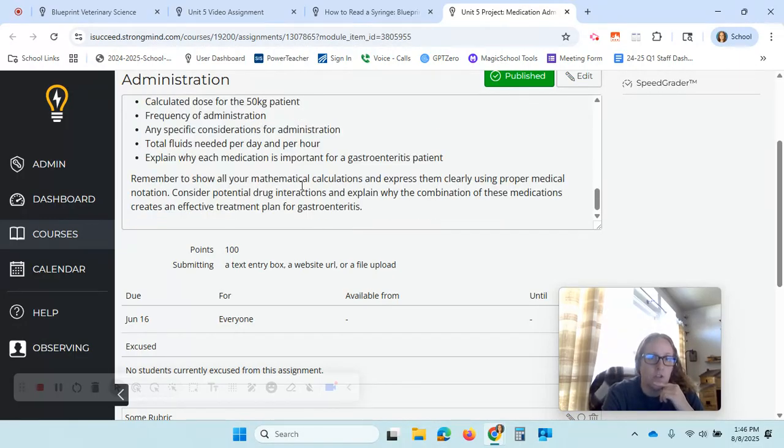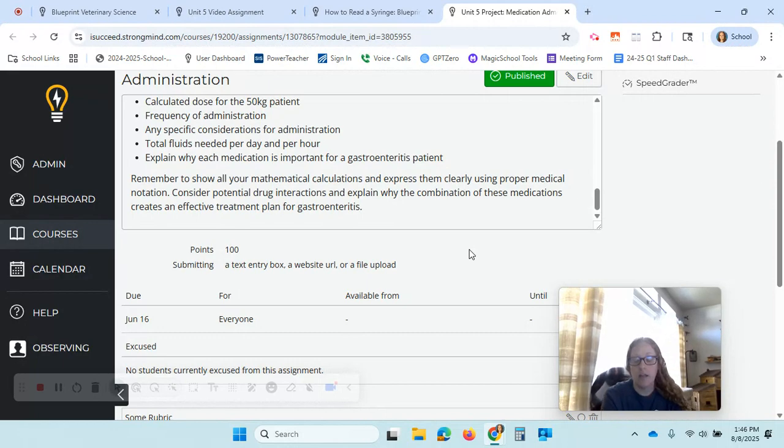Okay? Show your mathematical calculations, please, so I can determine if you are making any sort of mistakes. Use proper medical notation. That means use proper units. Okay? If you just say 1 of Cerenia, I'm going to say 1 what? 1 gram, 1 milligram, 1 mil, 1 kilogram. I don't know. You tell me. Consider potential drug interactions, as I mentioned. Explain why this combination of medications creates an effective treatment plan for gastroenteritis. Okay? So make sure you include all of those things.